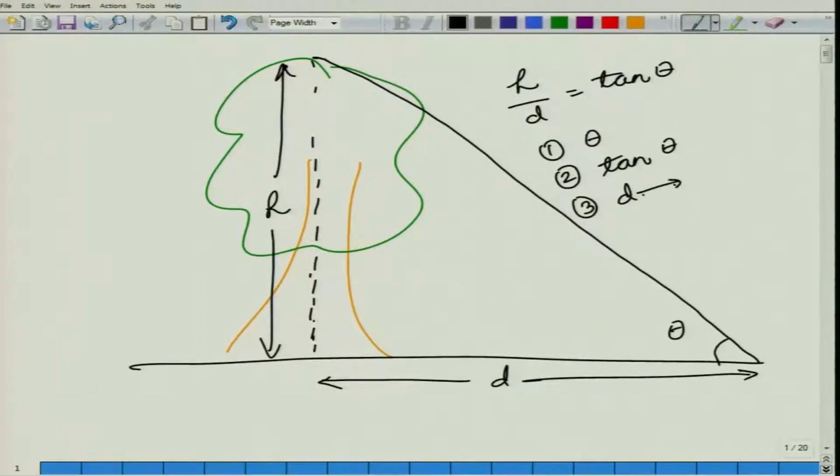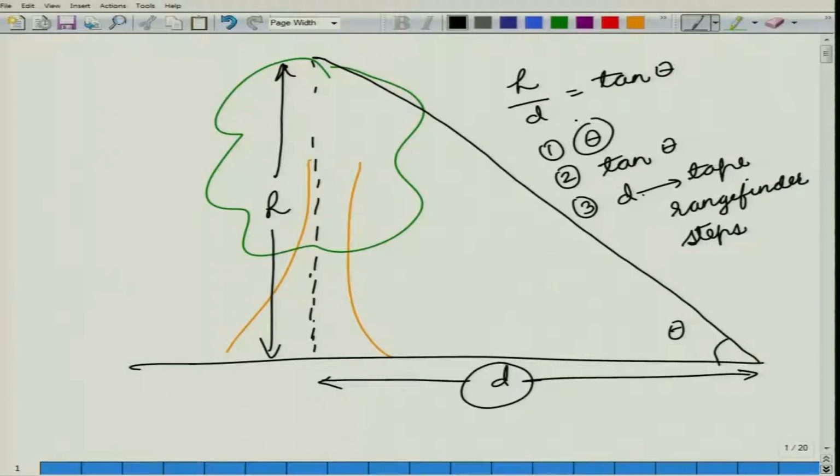Now, d can be measured by using a tape, by using a range finder, or just by counting the steps, as we have seen in the previous lecture. So, now that we know d, how do we figure out theta is the next question.